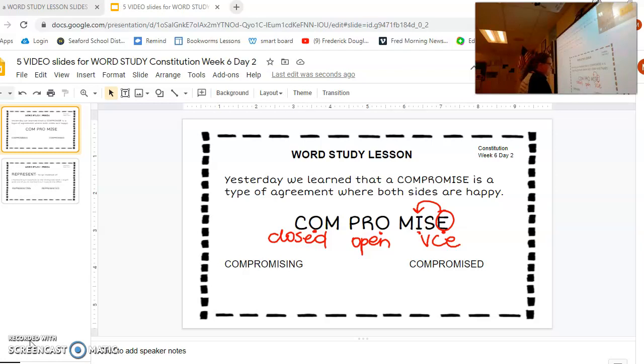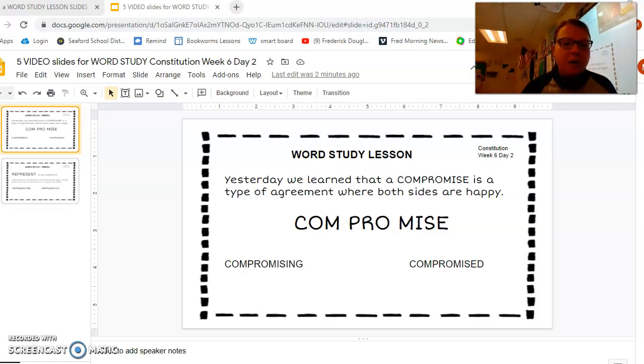Compromise. If I add my suffixes to these words, if I add the ing suffix, it will be compromising. And if I add the ed, which makes my verb go into a past tense, it will be compromised. So compromise, compromising, compromised.